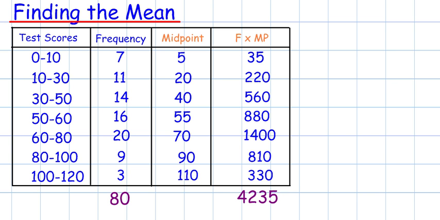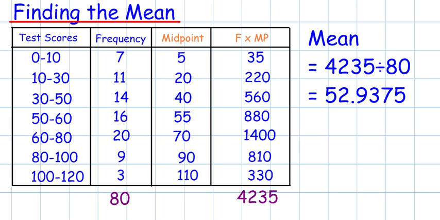4,235. Now, to find the mean, I need to divide the fourth column total by the second column total. So that's 4,235 divided by 80, which gives me an answer of 52.9375. I'm going to round this answer. And because this digit here is 7, is larger than 5, I'm going to round up. And my final answer will be 52.94.